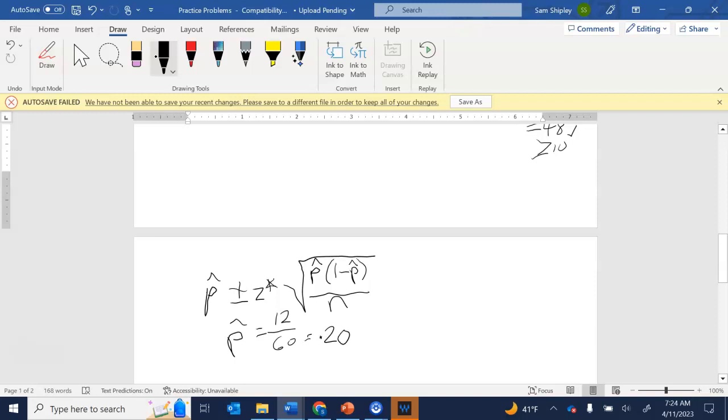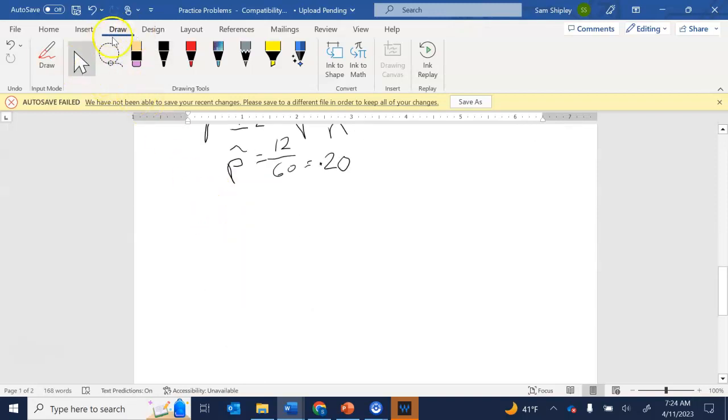Now to find our Z star, you can look at your chart by looking at the 99% interval. Look at the chart that was given to you. By looking at the chart, it is 2.576. So Z star is 2.576. All right, good deal. So we got our P hat and we got our Z star. So now we can plug those into our equation.